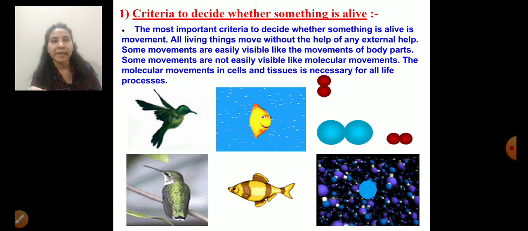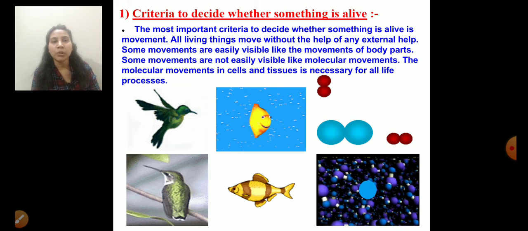is movement. All living things move without the help of any external help. Suppose a bird flies with the help of its wings. A fish moves with the help of its fins. Some movements are easily visible, like the movements of the body parts. Some movements are not easily visible, like molecular movements.